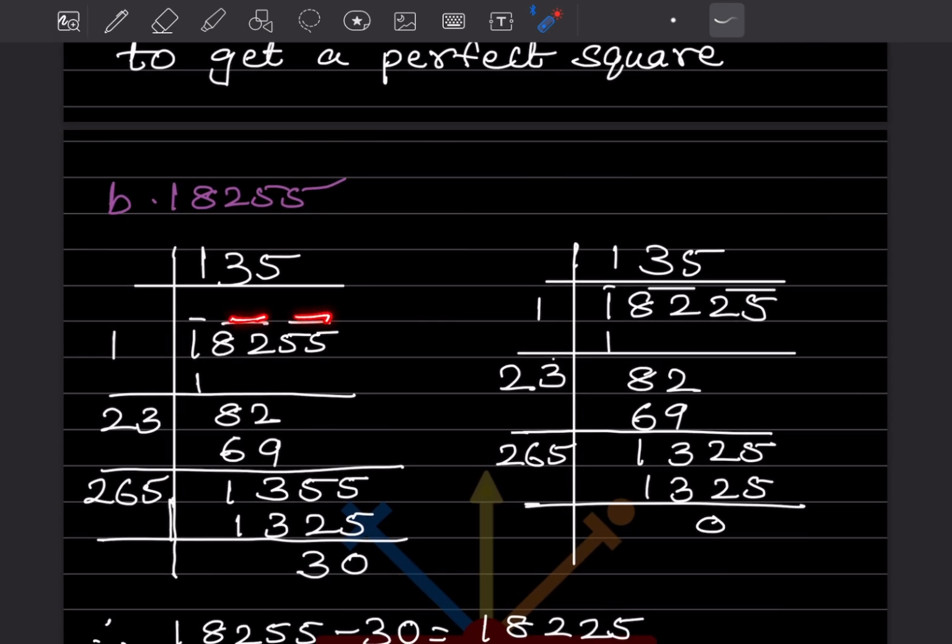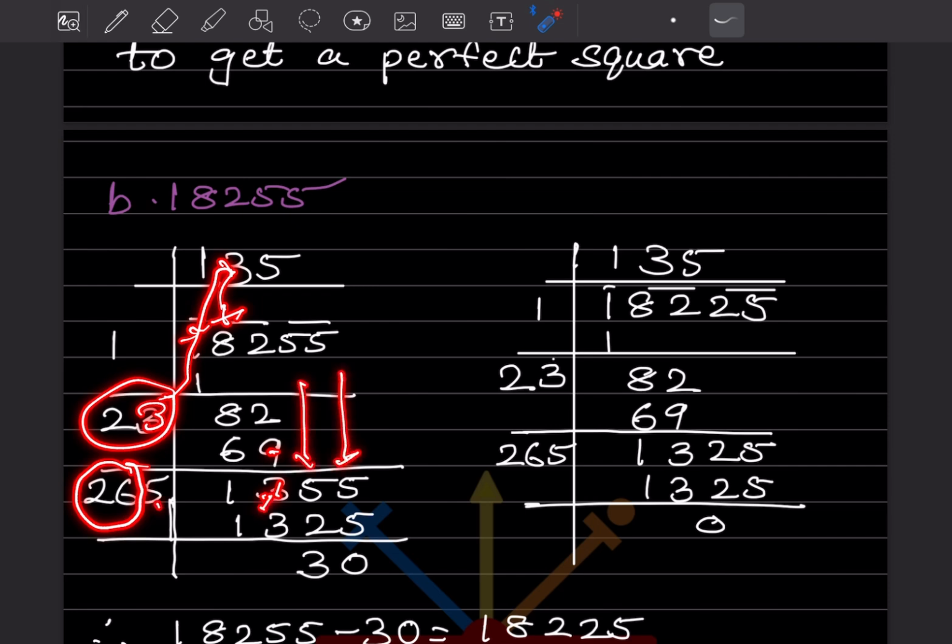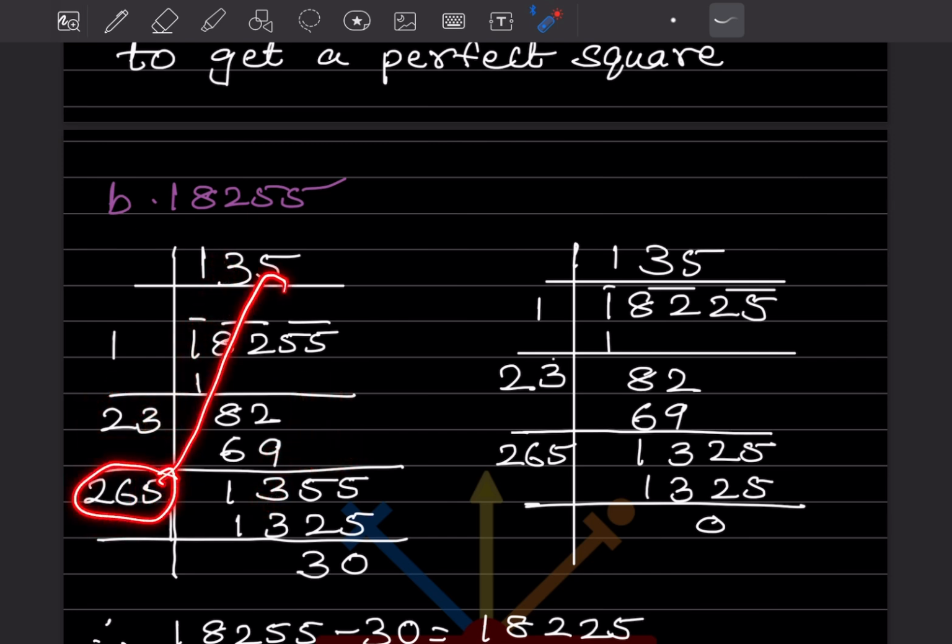Again for this one, 1 ones are 1 because this you are going to take, and 1 plus 1 is 2. So this is 2 and here is 0. So you will take these two numbers down. So 23 3s, that is going to be 69, and this is going to be 23 plus 3, that is going to be 26. So that is going to be 13 and this is going to be 55. So you are going to put your 5 in that one. So that will be 265 multiplied by 5, that will be 1325, and the remainder is 30.